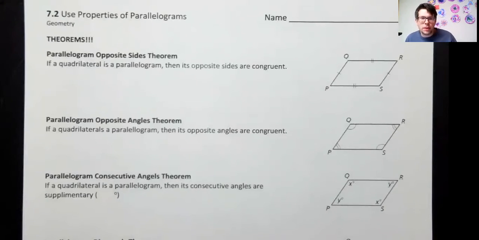The other very important thing about a parallelogram, something that we're going to know is true right off the bat, is that it's going to have two sets of parallel sides. And so hopefully you're coming to this lesson with that kind of information. And then what we're going to do today is we're going to add some pieces onto that.